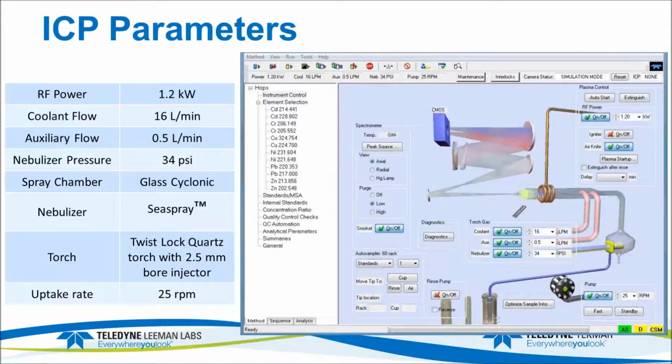The neb pressure, we used a SeaSpray neb, which is a high solids nebulizer, and a glass cyclonic. And the torch had a 2.5 millimeter bore injector. There are different injector bores available depending on the analysis. For example, to run something in an organic sample, you choose a smaller injector bore. And the uptake rate set at about 25 RPM, which translates to approximately 1 mil a minute or so.